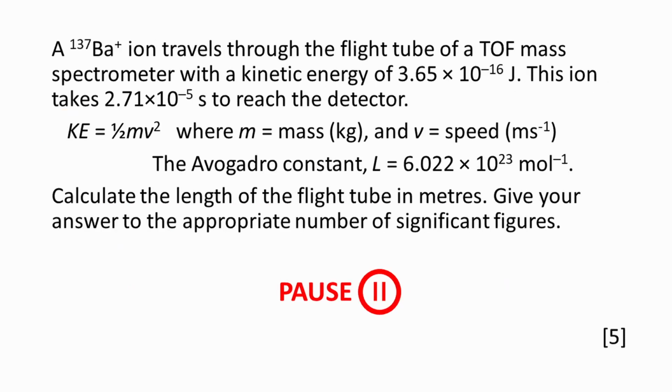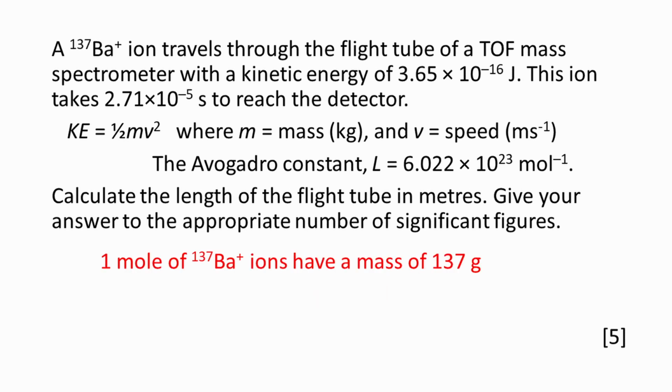Next, we have to calculate the length of the flight tube. There are 5 marks available for this part of the question. It is essential to show your working out in full. First, we can calculate the mass of a single barium-137 ion in kilograms. Electrons have very little mass, so a barium-137 atom has virtually the same mass as a barium-137 ion.